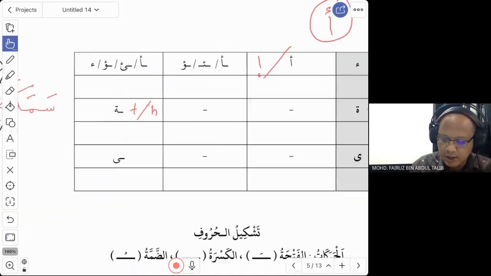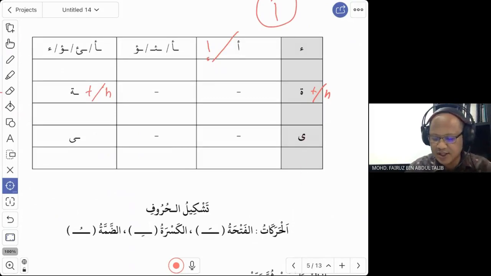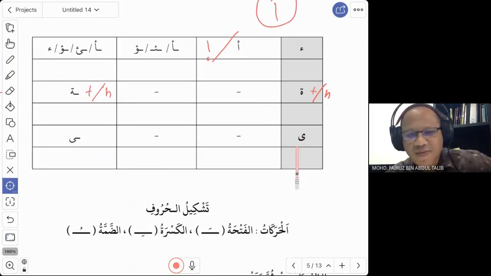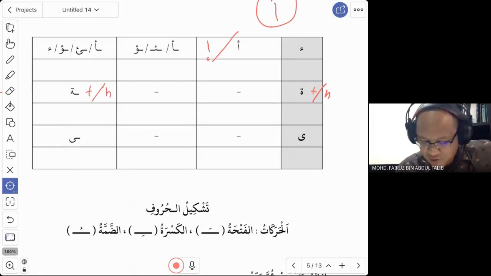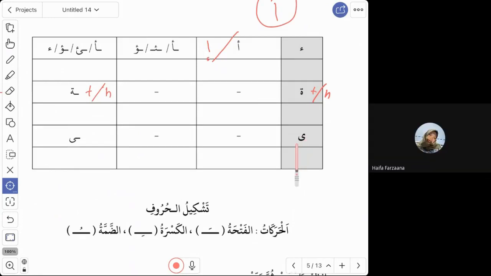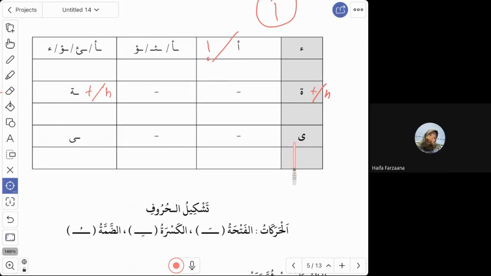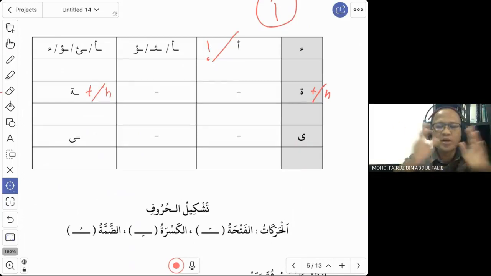Okay, now the last letter. Remember what is this? This is not a Ya. Anyone remember what is the name of the letter? That is the Alif. Yes, good. That is Alif, or the long name of it, Alif Maksura. But as long as you know it is alif, that is good enough. So this is alif, not a ya.